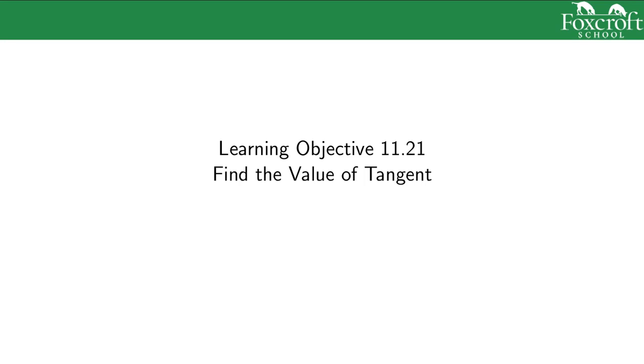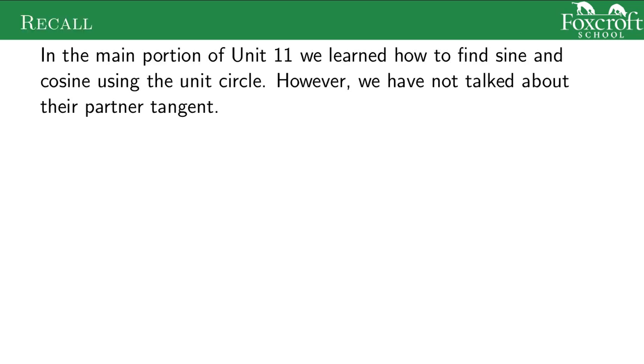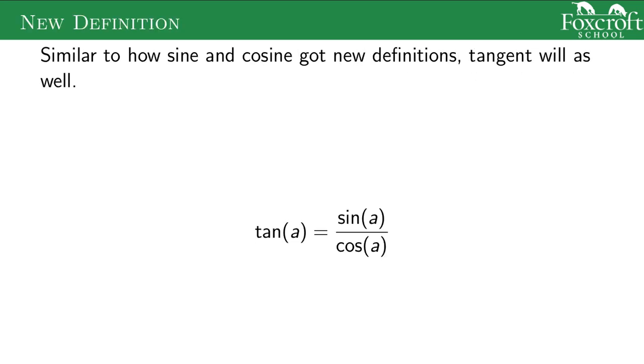In this bonus objective, we're going to look at the partner of sine and cosine that we haven't talked about all unit, which is tangent. All right, so how can we find tangent using the unit circle? We actually have to find a new definition for tangent. And the new definition looks like this. So if we want to find the tangent of our angle, we take the sine of the angle and divide it by the cosine of the angle.